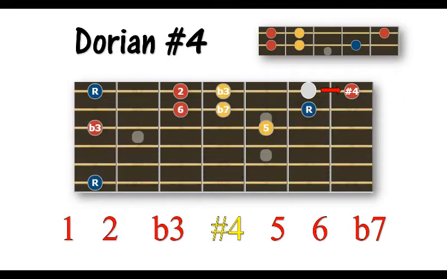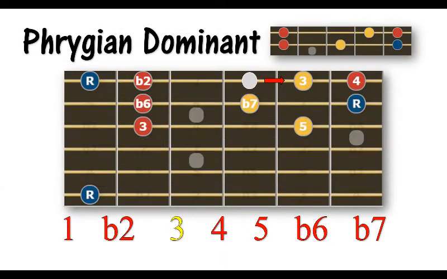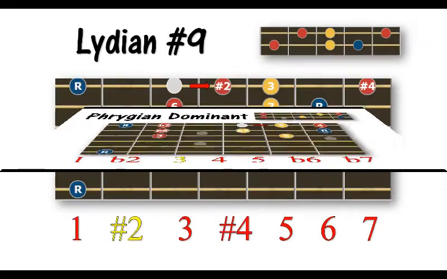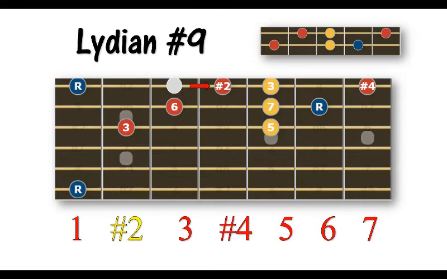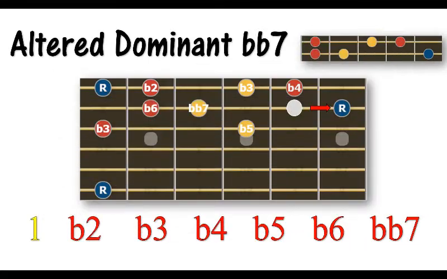Now we have Dorian sharp 4, which raises the 4th from the Dorian mode. Next, we have the Phrygian dominant mode that raises the 3rd from the Phrygian mode. The 6th mode is Lydian sharp 9, which means we raise the 2nd scale degree from the Lydian mode. And our final mode is the altered dominant double flat 7, which means we are raising the root note up 1 fret from the Mixolydian mode.